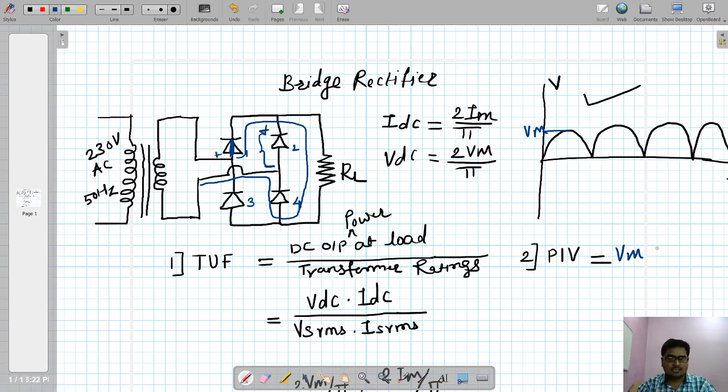Right. So those are the only parameters which are quite different. Otherwise, the rest of the parameters are completely identical with the center tap rectifier. Now, this bridge rectifier, if we observe the circuit diagram, those four diodes are forming a bridge. We can't say balanced as such, but they form a bridge.